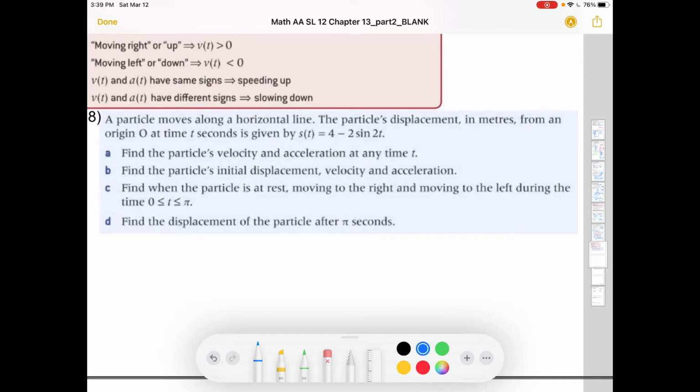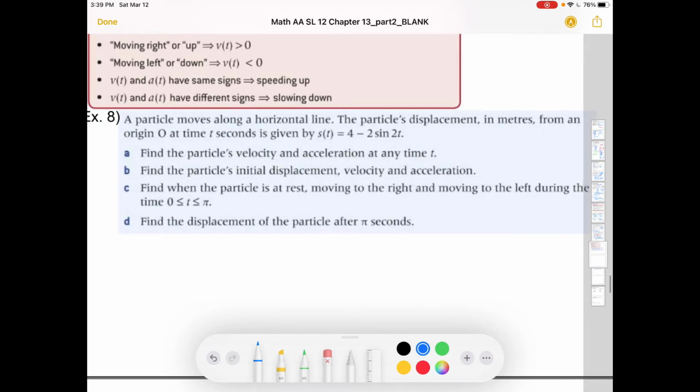We'll do two examples. And this first one says a particle moves along a horizontal line, but the particle's displacement in meters from an origin at time t is given by s of t is 4 minus 2 sine 2t. So what we need to do is find the particle's velocity and acceleration at any time t. That means we've got to find the velocity function, which is the first derivative of position.